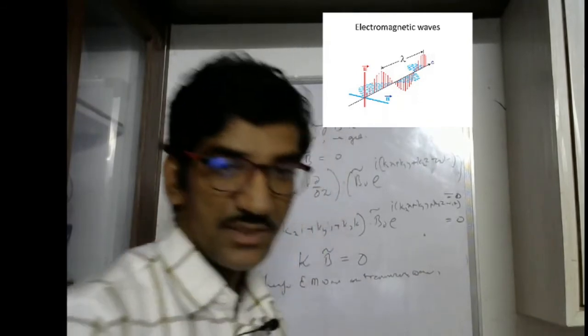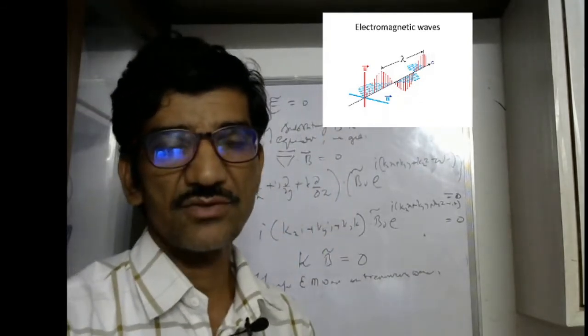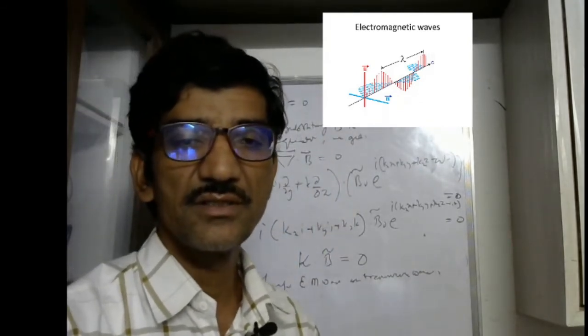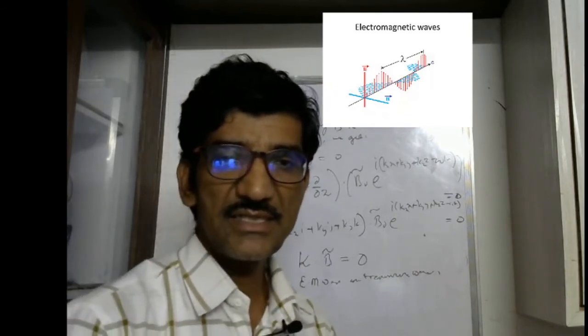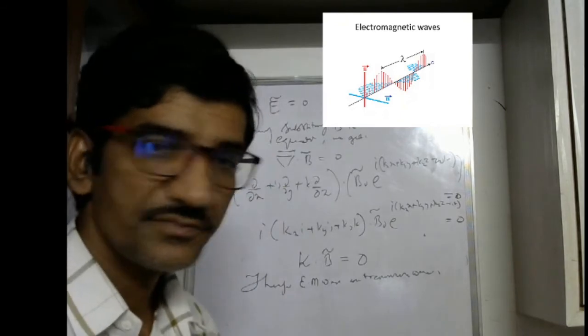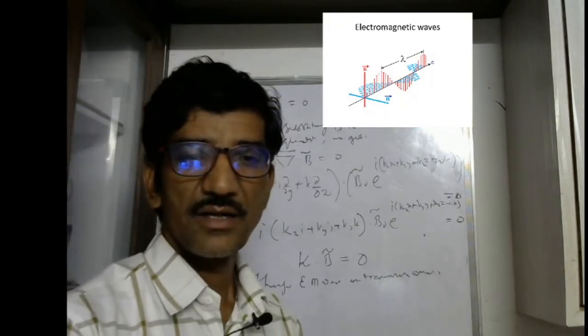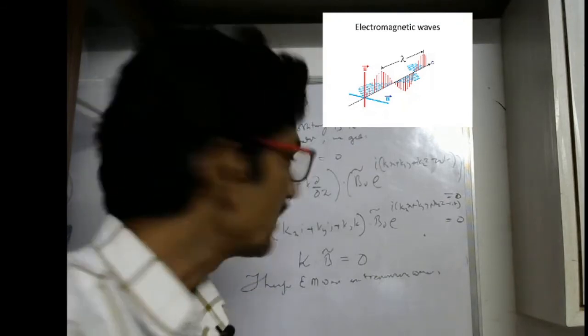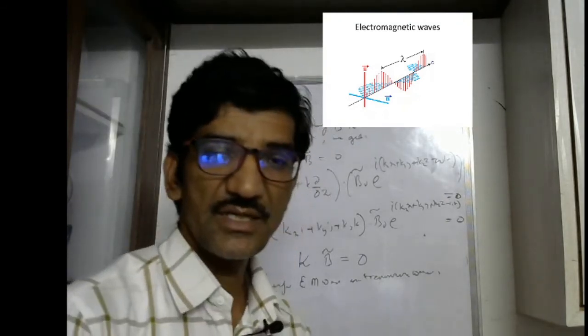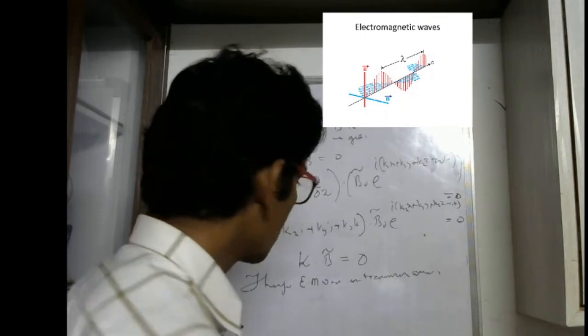Yeah. What are the properties of electromagnetic waves? You can see this on the slide as well. E is perpendicular, either E or B is perpendicular to the Z axis. Perpendicular to the Z axis. Okay.